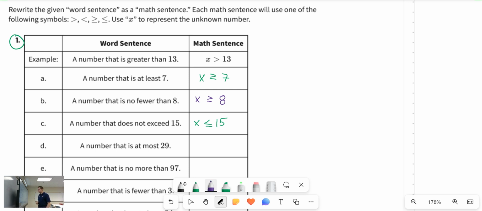All right, D, a number that is at most 29. All right, so our number, which is X, at most 29 means it must be smaller than 29, but it could be equal to 29. So less than or equal to 29.